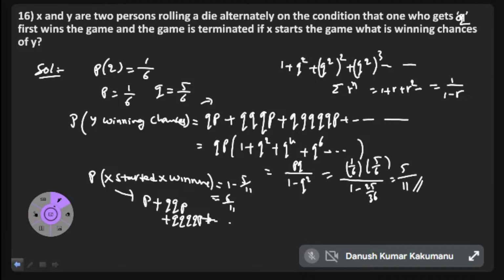Instead of die, coin. Whoever gets head first wins the game. If X started the game, what is Y's winning chance? If X started the game, X's winning chance. Instead of die, what are they throwing? Coin. And what are they discussing about? Head. Understood? Same style. Instead of die, coin. Hope all of you will try that question.